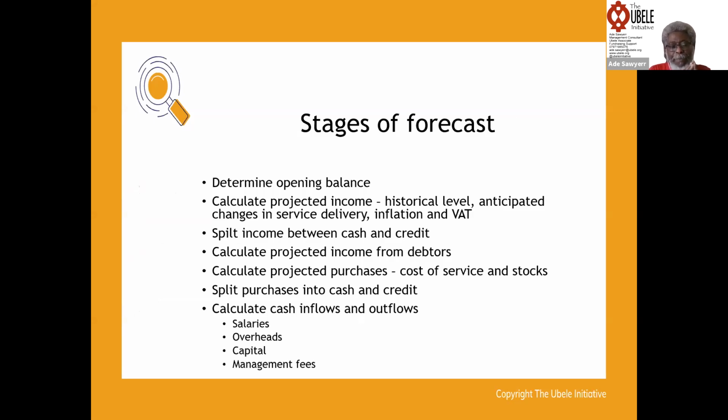In a cash flow, you determine the opening balance. That's money that you are carrying forward into the period of the cash flow. You calculate all your projected income. You split it between cash and credit. You calculate income that you are receiving from grants, and probably income from people who you provided a service to who are yet to pay you. And then you calculate the projected purchases, and again split the purchases into cash and credit. Then you are able to calculate what the cash inflows and cash outflows are.